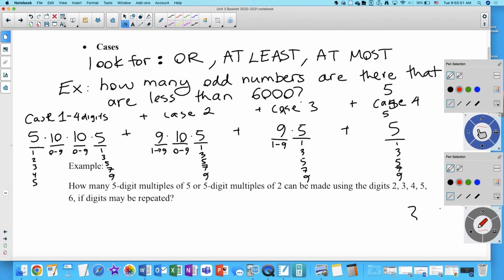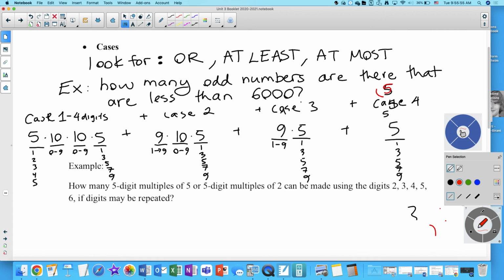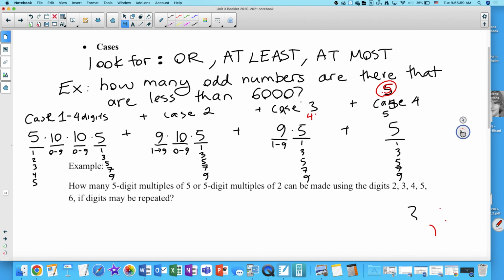So this is 5. This is 9 times 5 is 45. This would be 45 times 10 is 450. And then this is 25 times 100 is 2,500. So we would have to add those all up to get the total number of odd numbers that are less than 6,000. Okay?